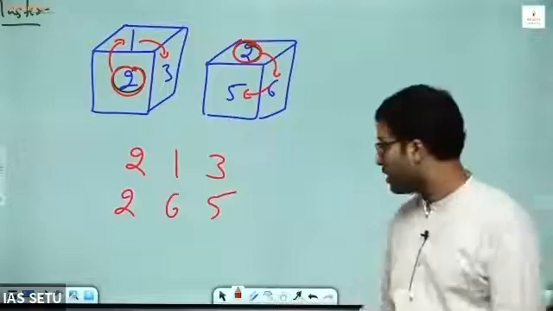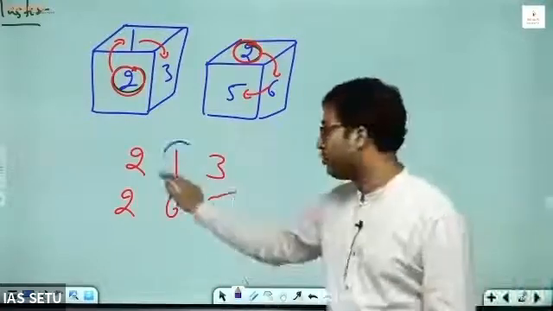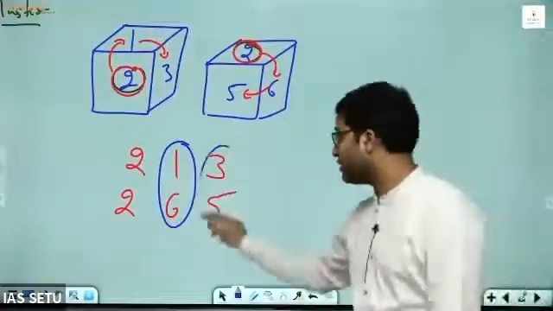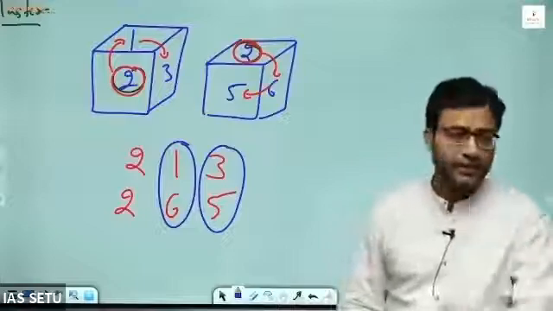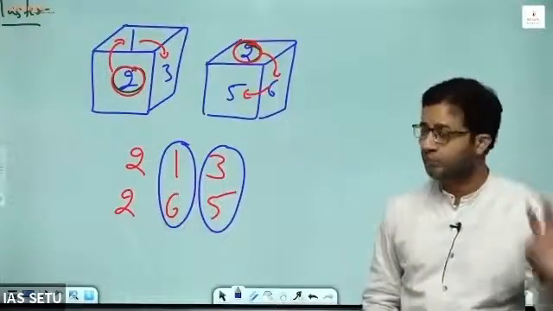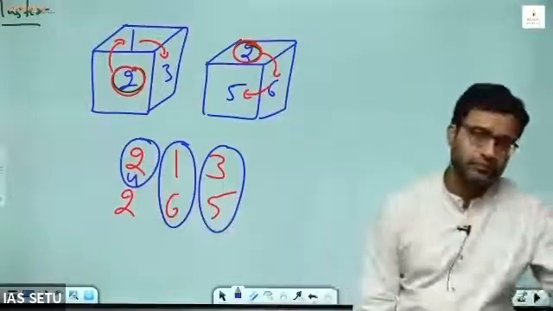Step number 1 done. Now step number 2. You can conclude 1 is opposite of 6. This is the first pair. 3 is opposite of 5. This is the second pair. 2 cannot be opposite of 2. What is the remaining number? 4. So 2 and 4 are opposite. This is the third pair.